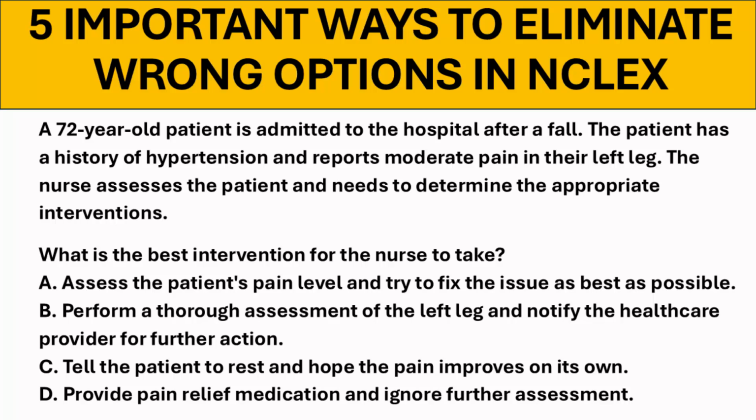A 72-year-old patient is admitted to the hospital after a fall. The patient has a history of hypertension and reports moderate pain in their left leg. The nurse assesses the patient and needs to determine the appropriate interventions. What is the best intervention for the nurse to take?